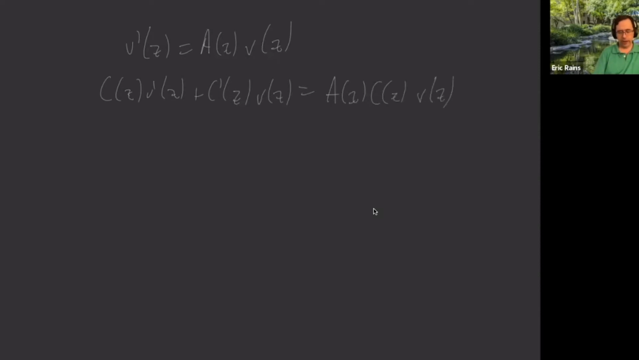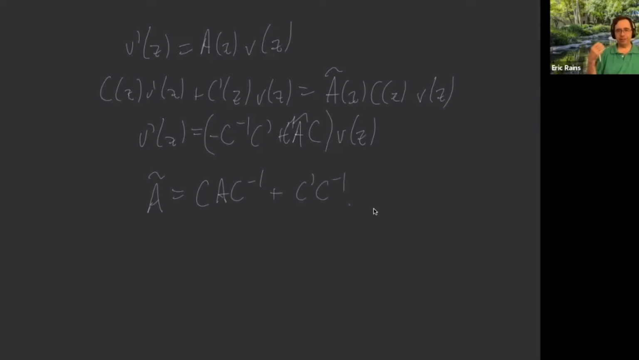The differential case, and then we just solve. I'm sorry, there should be an A hat. And thus, putting everything together, we see that A hat is, oops, there should be a C inverse. A hat is C A C inverse plus C prime C inverse. And so that's what a discrete isomonodromy transformation looks like in the differential case.